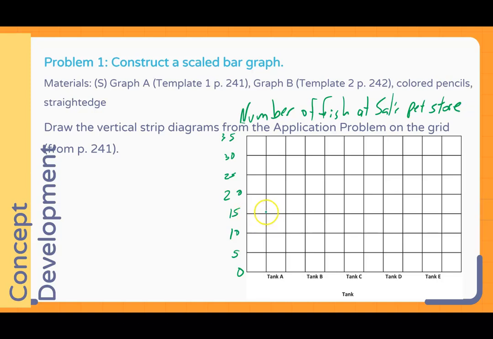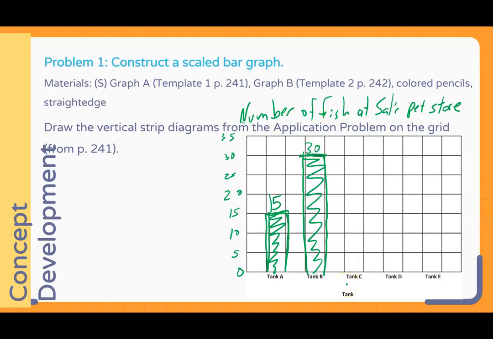So I'm going to find 15. And I'm going to make my bar. I can fill it in, shade it in, and I have 15. Okay. Tank B had 30. So I'm going to go to 30. Remember, skip one. Go to 30. Draw it. And fill it in. And I had 30.